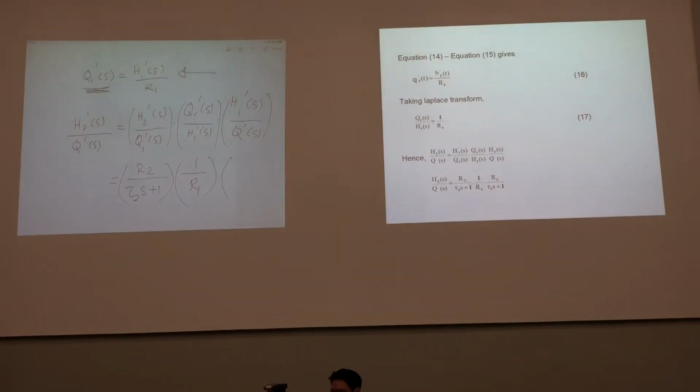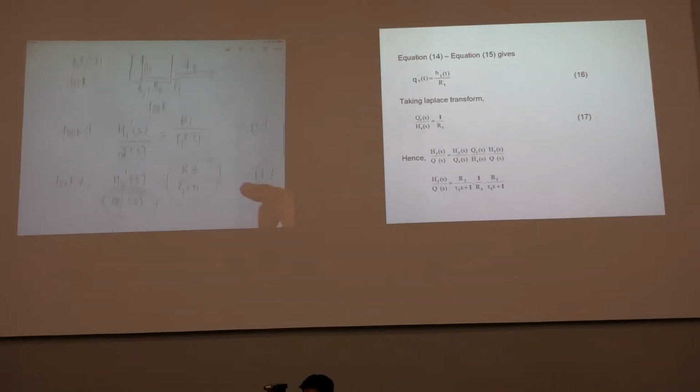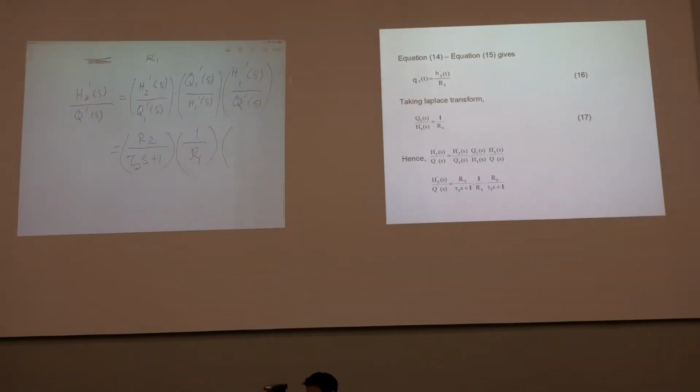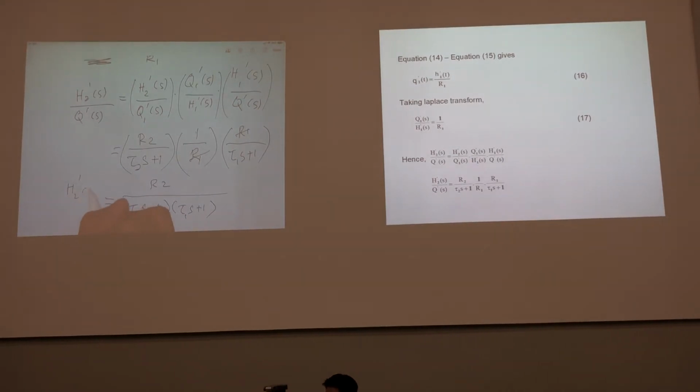The third one, H1 to Q, is this transfer function, right? So for the third one, I put in R1 divided by tau 1s plus 1, okay? And this can help me cancel out this. So what is left is R2 divided by tau 2s plus 1 multiplied by tau 1s plus 1. Okay? H2 prime s divided by Q prime s.